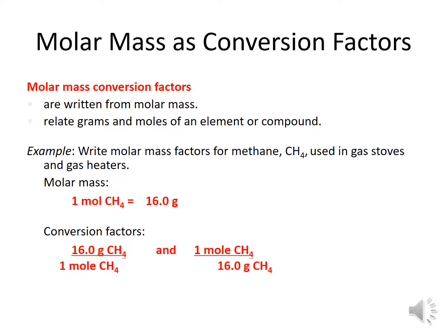So for example, let's write the molar mass factors for methane. Methane's used in natural gas for stoves and heaters. Molar mass of methane, CH4, would be 12.0 plus 4 times 1.0 is 16.0. So you have two conversion factors. You could use 16.0 grams over 1 mole or 1 mole over 16.0 grams as a conversion factor, depending on whether you want to change from grams to moles or moles to grams.